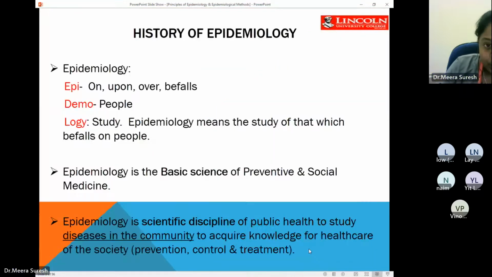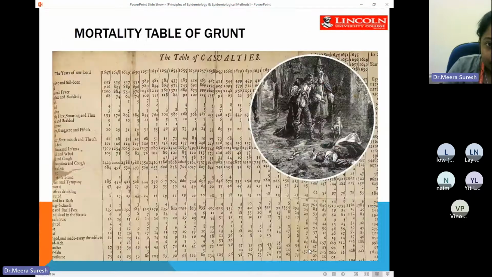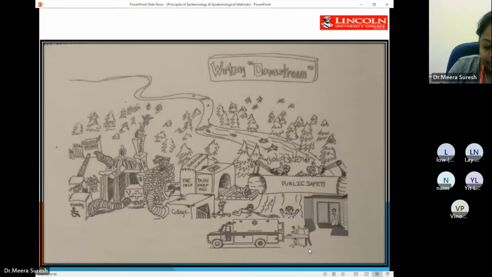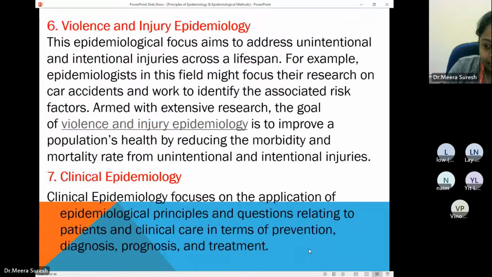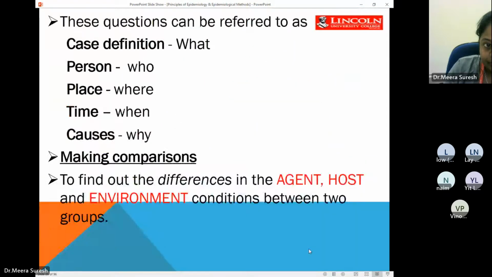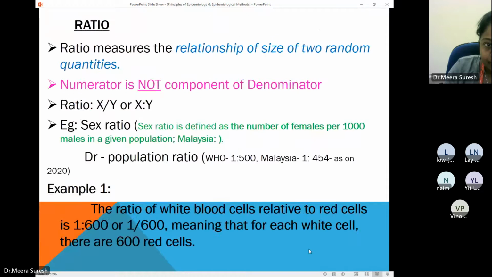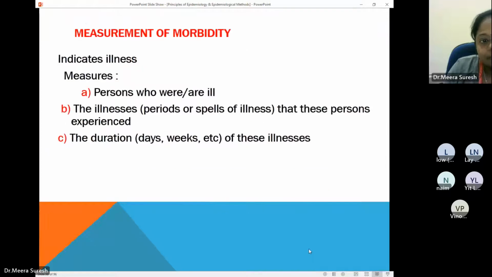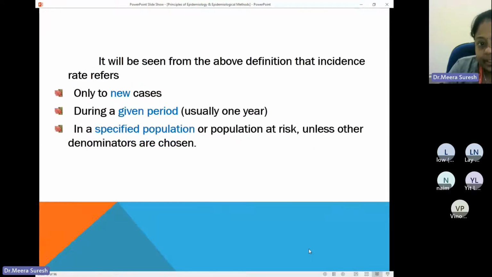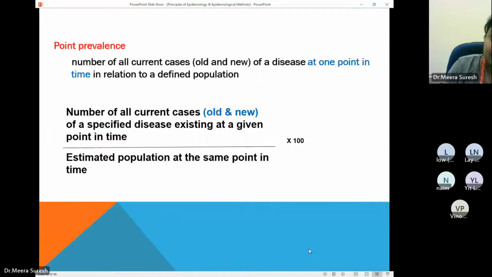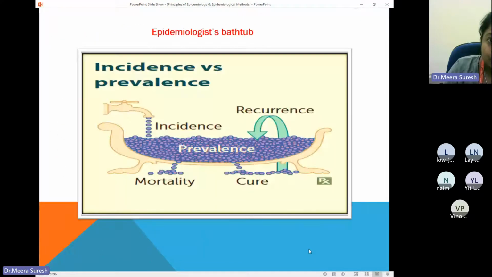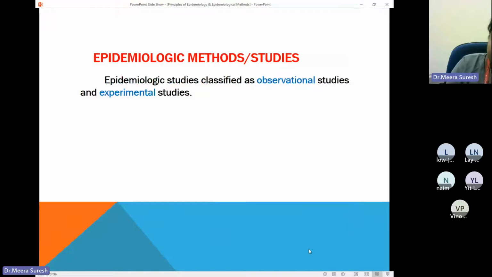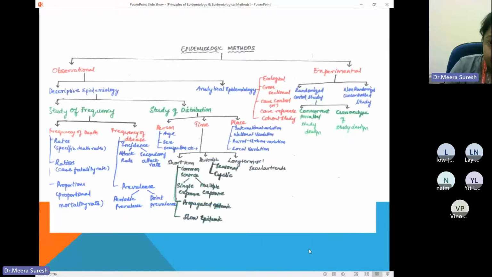So we were doing epidemiology. Last class we saw the rate ratio and all, the different types of death rates, the morbidity, incidence, prevalence. And then we went to the different types of studies, observational and experimental.